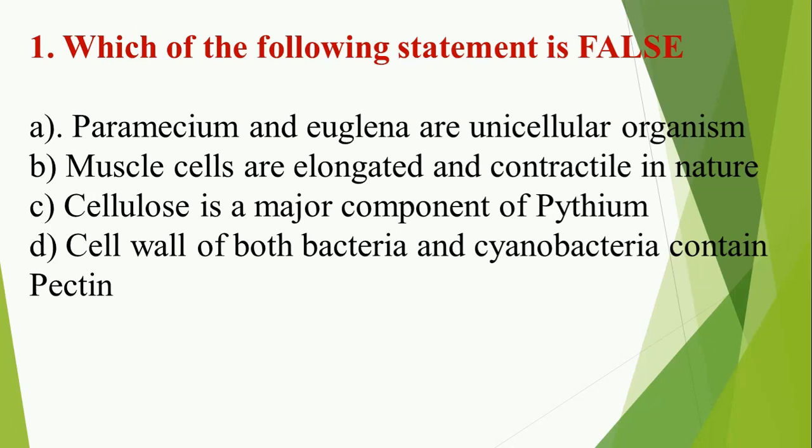Let's discuss. Of course, paramecium and euglena are unicellular because they are unicellular protists. B is also true because muscle cells are contractile in nature. That is why actin myosin filaments slide over each other to perform the function of contraction. C is also right because Pythium is a plant and the cell wall of all plants is made up of cellulose. So the answer is D, which is the only wrong statement, because the cell wall of bacteria and cyanobacteria is made up of peptidoglycan and not pectin.